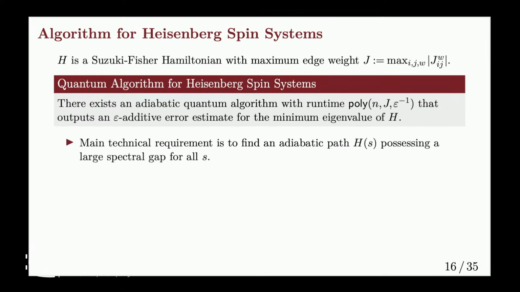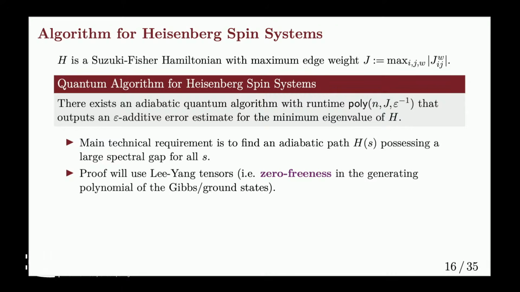And then I have some technical notes. The main requirement is to find an adiabatic path, starting from a simple Hamiltonian at s equals 0, going to the target Hamiltonian at s equals 1, where every Hamiltonian along the path has a spectral gap, okay? This is the thing you need to prove. And the proof is going to use Lee-Yang theory, so the Gibbs state of the Hamiltonian will have a large zero-free region in its generating polynomial. I will define all of these things later.